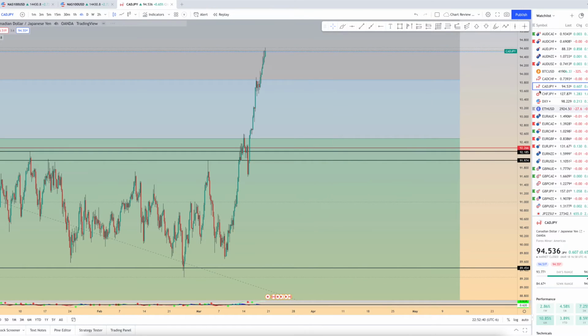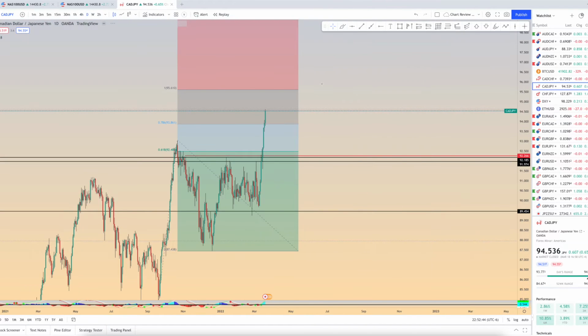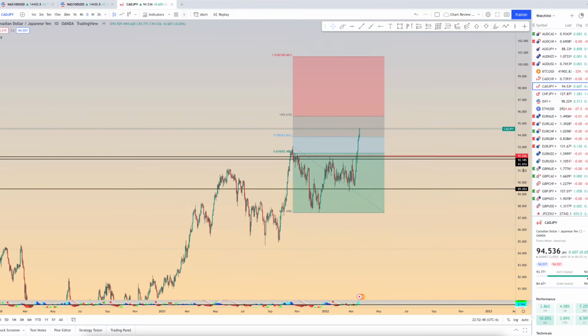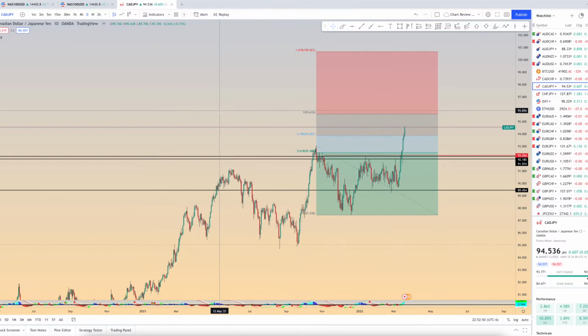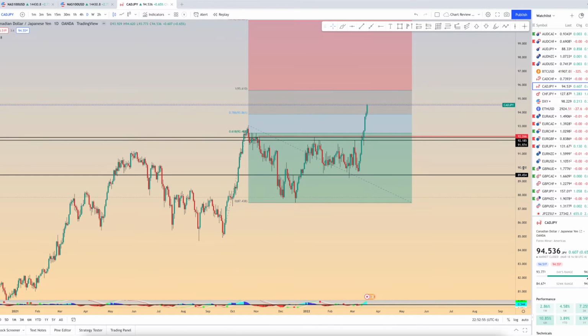CAD JPY. This one I did something a little bit different. I did a Fibonacci retracement, only because this is going to continue climbing. JPY is very weak, and Fibonacci retracement lets me know what area could have a potential reversal. And not to say that it's going to reverse all the way, it might just reverse back down to that 618 before climbing again.